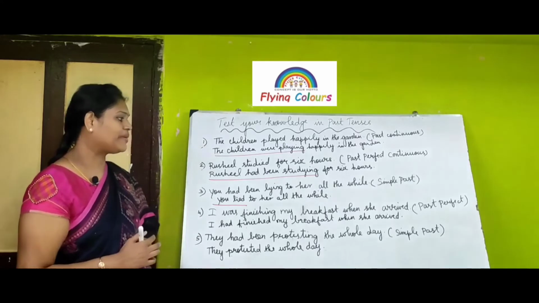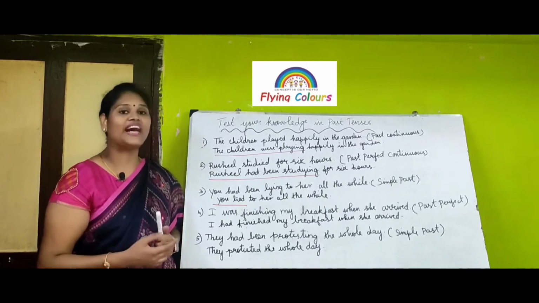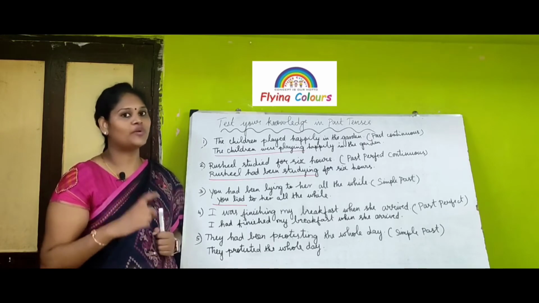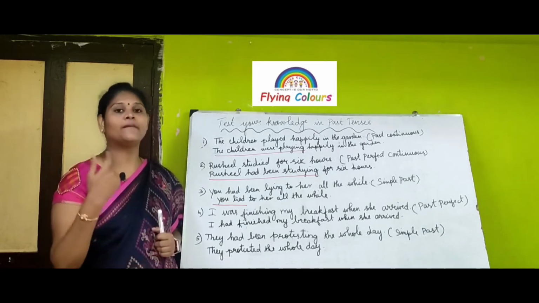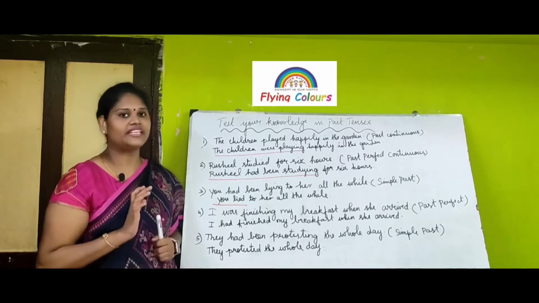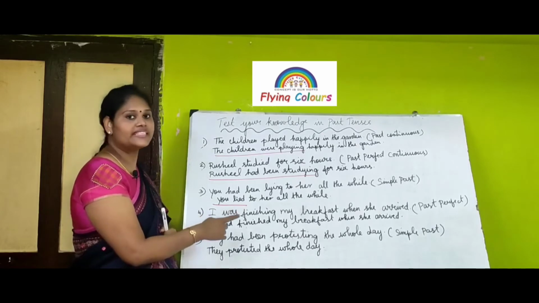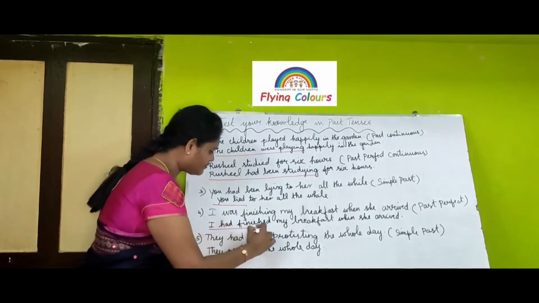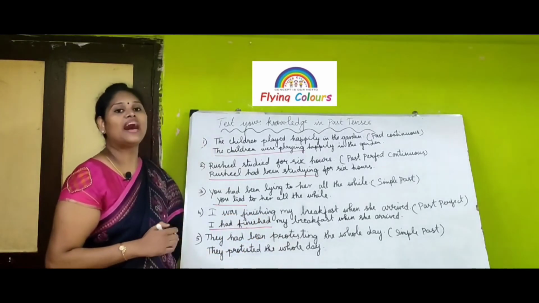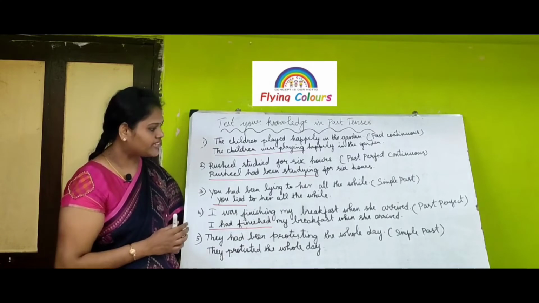Coming to the next sentence. I was finishing my breakfast when she arrived. You have to change this into past perfect tense, right? The formula for past perfect tense is subject plus had plus past participle. Very simple. So what is the subject here? I is the subject plus had plus finished. So I had finished is the past perfect tense in this sentence. So I had finished my breakfast when she arrived.